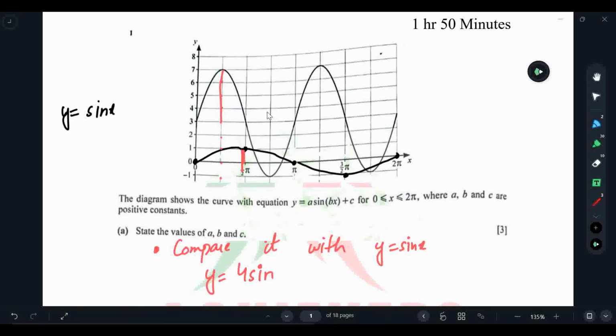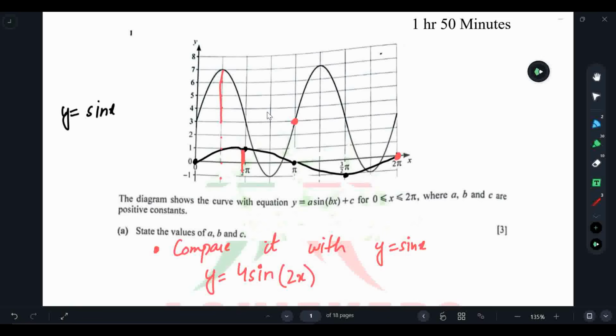Horizontally, we can see that the graph ends here, and originally the graph ends here. So there is a decrease. So the stretch factor should be 2, so 2x, because it is a horizontal stretch. Now let's see the translation.